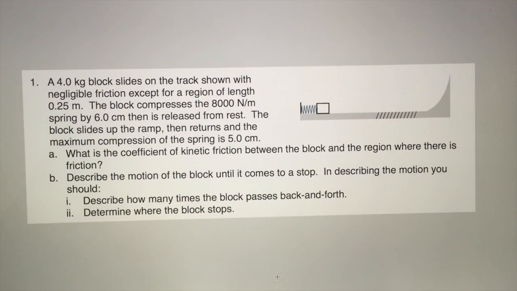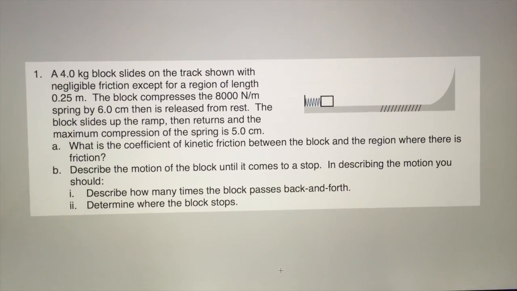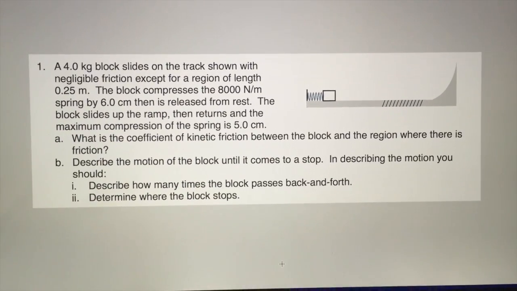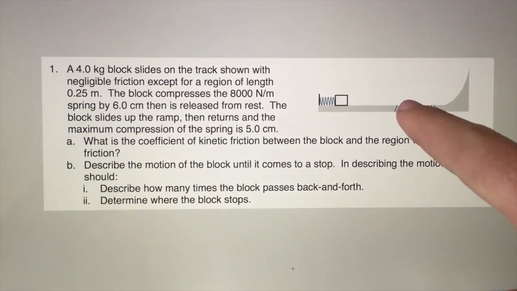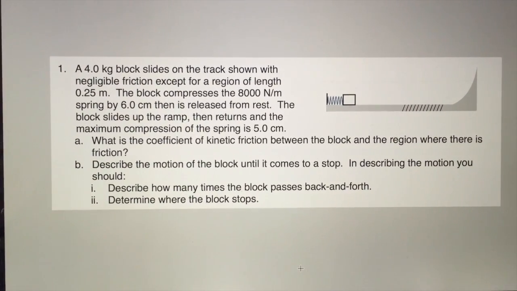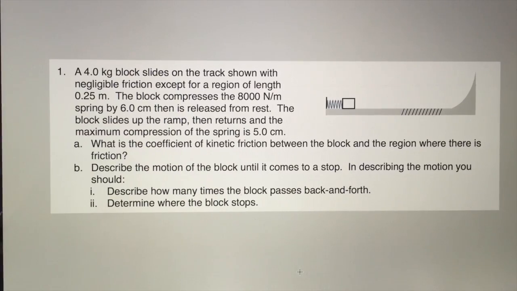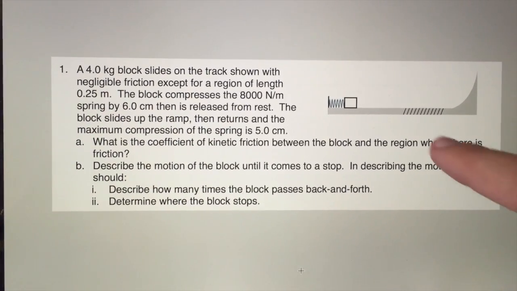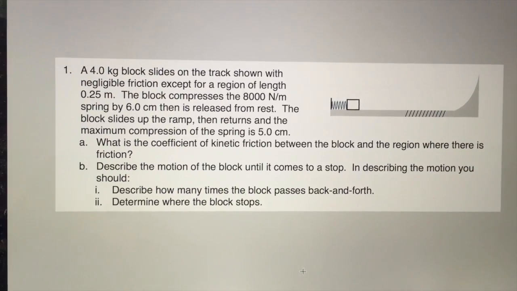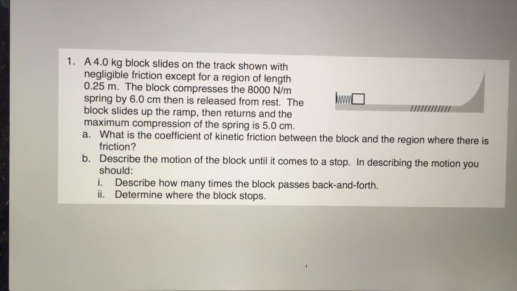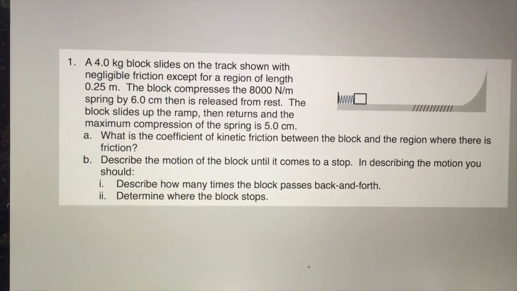So question number 1 says a 4 kilogram block slides on the track shown with negligible friction except for a region of length 0.25 meters, which is this region right here, and the block compresses the 8,000 Newton per meter spring by 6 centimeters and then is released from rest. The block slides up this ramp and then returns back to the spring, and the maximum compression of the spring when it returns is 5 centimeters.